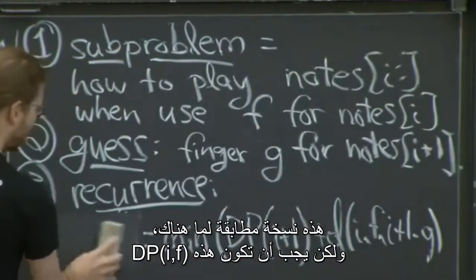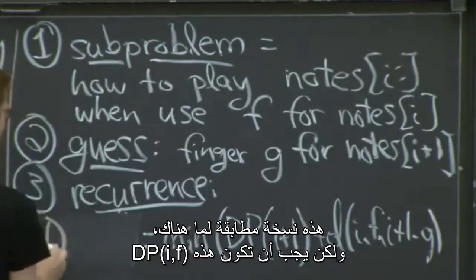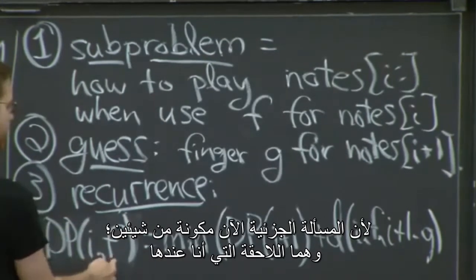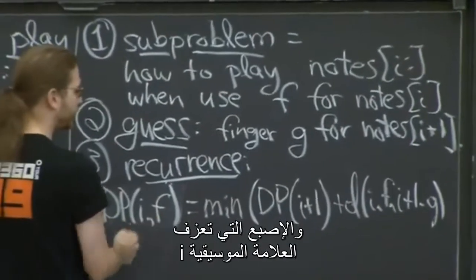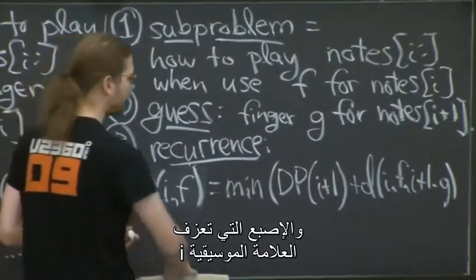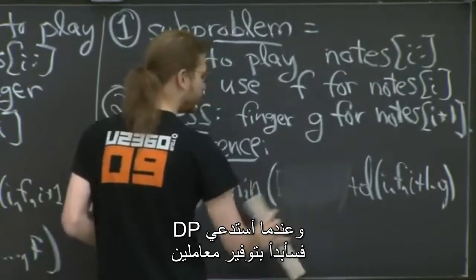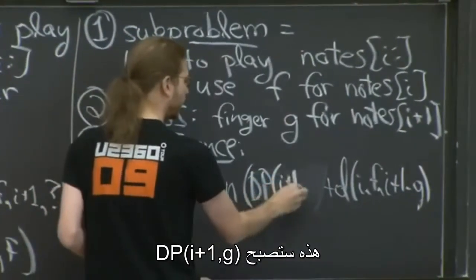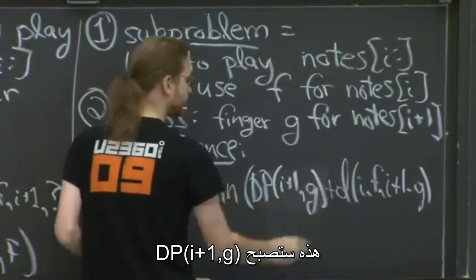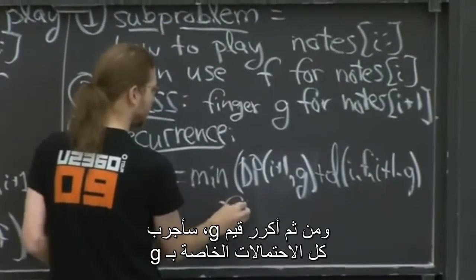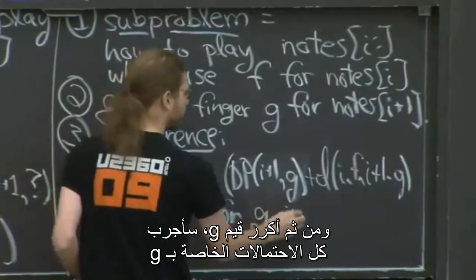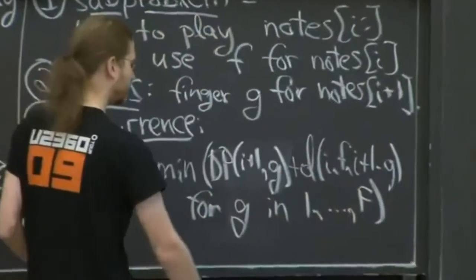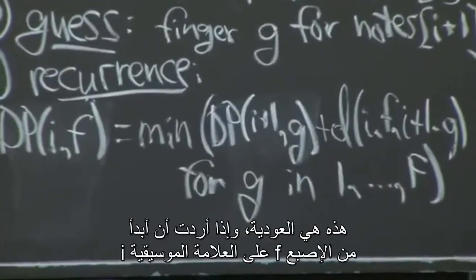It's a copy-paste error. This should really be dp of i comma f, because now a subproblem consists of 2 things: which suffix am I in, and what's my finger for note i? And so when I call dp, I also have to provide 2 arguments. It's going to be dp of i plus 1, comma g. And then I'm looping over g, trying all possibilities for g. And that's the recurrence.